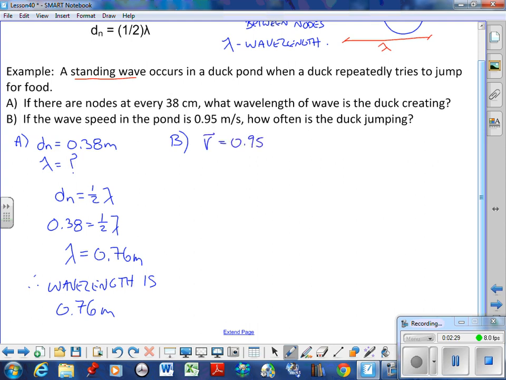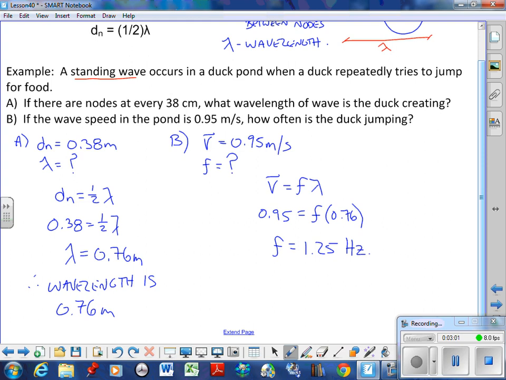So B part, if the wave speed in the pond, so now I'm given the speed of a wave, so it's a velocity, how often is the duck jumping? Well, basically what this is asking is, what's the frequency that the duck is bobbing up and down? So we're just going to use our universal wave equation, which I said would come up over and over and over again, which it has. We're looking for frequency, and I now know my wavelength to be 0.76. Doing some calculations there, I find my frequency is 1.25 hertz.